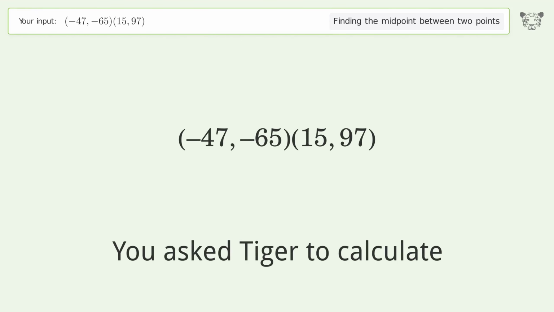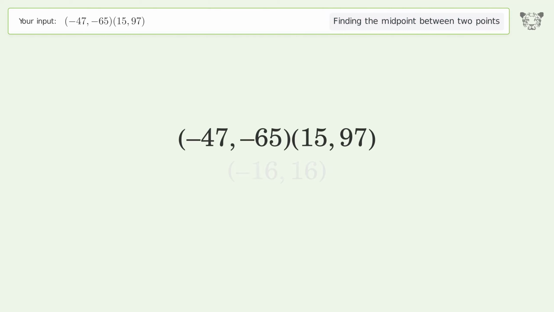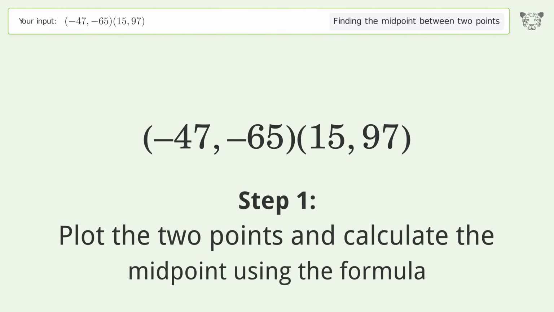You ask Tiger to calculate. This deals with finding the midpoint between 2 points. The midpoint between the 2 points is negative 16, 16. Let's solve it step by step. Plot the 2 points and calculate the midpoint using the formula.